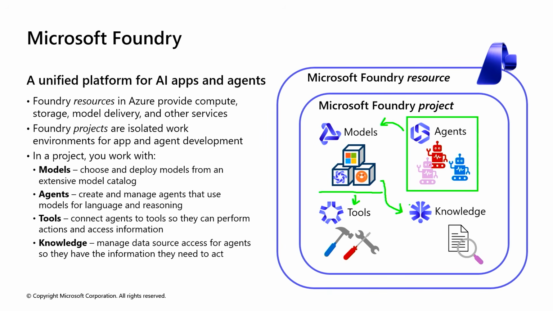So what we're going to build is a Foundry project. When we go to build the project, it will, beneath the covers, build the resource for us. So in essence, the resource comes first. It's the landing place. This is where your network resources are, the compute resources, that's really the platform in which we will put our project. Then the project is going to contain potentially multiple models, multiple agents, multiple tools, and knowledge, right?